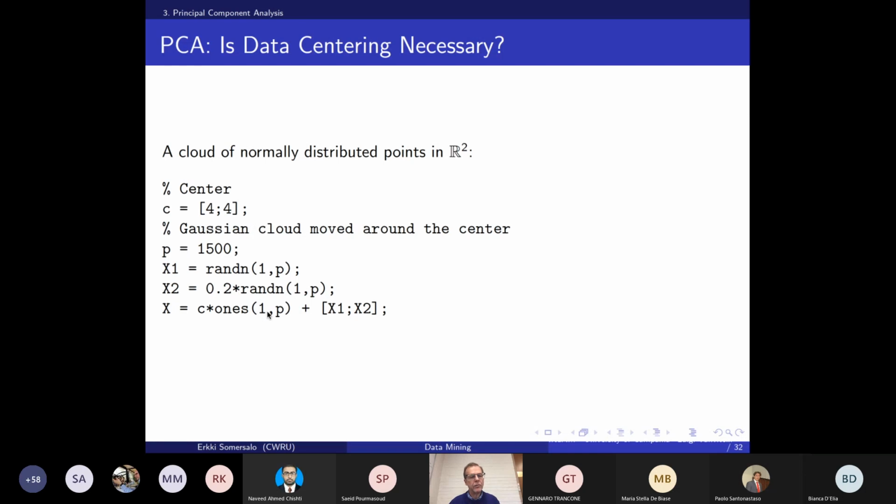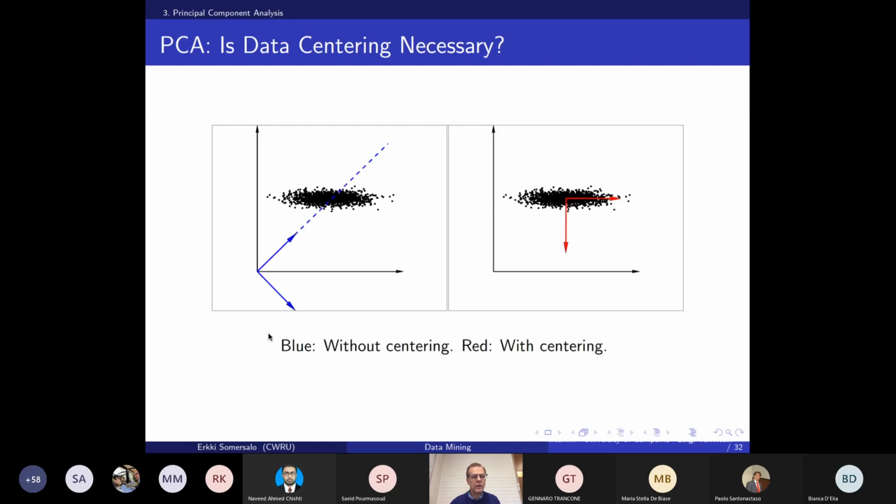But now my cloud is moved away from the origin. So what happens if I calculate the principal components with or without centering? Here is what happens. The red picture on the right is what the principal directions are if I do centering. The first principal component is pointing in the direction in which my data has the largest spread. And the second component is pointing in the direction where it has the second largest spread, which is orthogonal, because the feature vectors are always orthogonal. So this is how the principal directions look in this case.